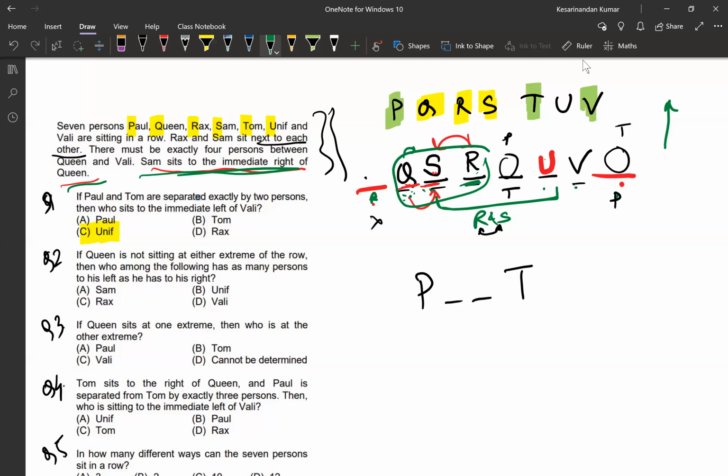So is the first part clear, guys? How we got the answer C? Okay, let's move to the next one.